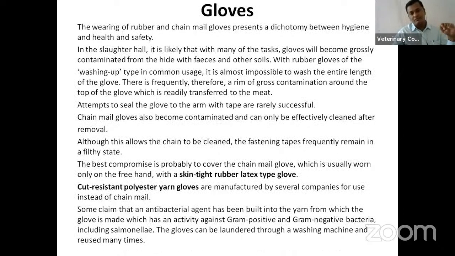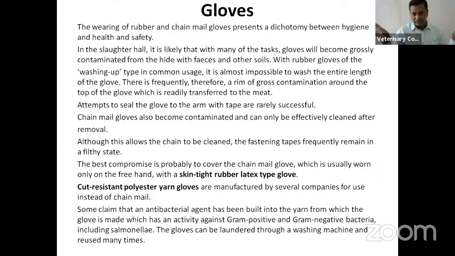The next important thing is the gloves. Different kinds of gloves are worn in the abattoir. Rubber gloves or chainmail gloves. What are these chainmail gloves? The chainmail gloves are used where sharp machines or sharp knives are used, to avoid accidental cuts or injuries to the hands of operators. Even if the knife accidentally touches the glove, it will not penetrate and cause injury. So that is what the chainmail gloves are.